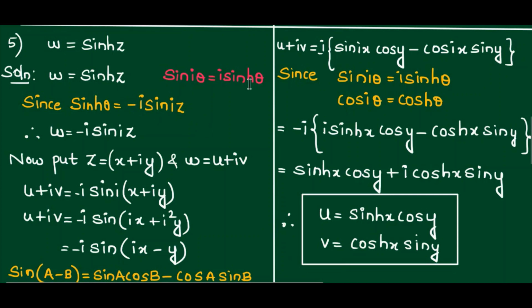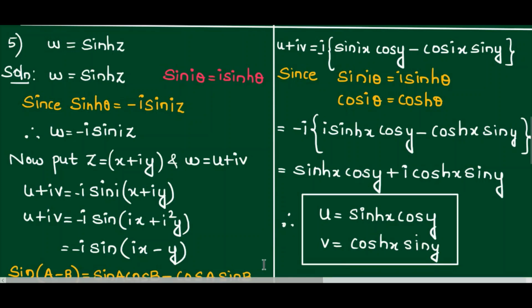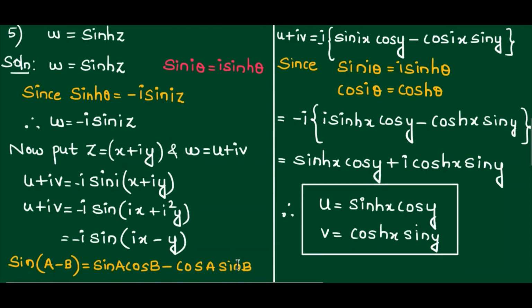So from this, sinh theta is nothing but minus i sin i theta, so sinh z is minus i sin iz. And now after it is converted into sin iz, you can replace z as x plus iy and replace w as u plus iv. After substituting, multiply i inside the brackets, and make use of the equation i square equal to minus 1, and then use this identity. Sin of a minus b is sin a cos b minus cos a sin b in this above equation. So you will be left with this equation.